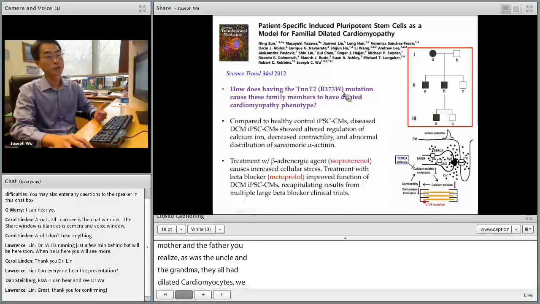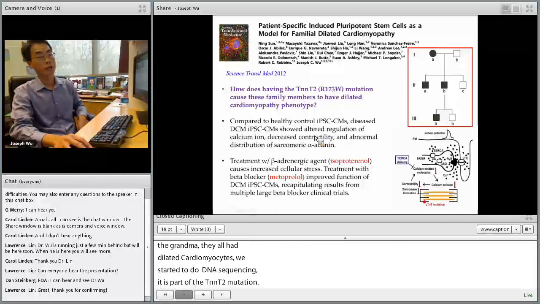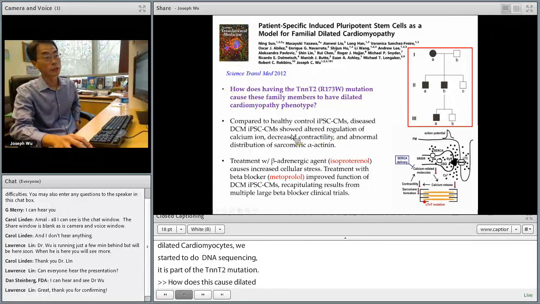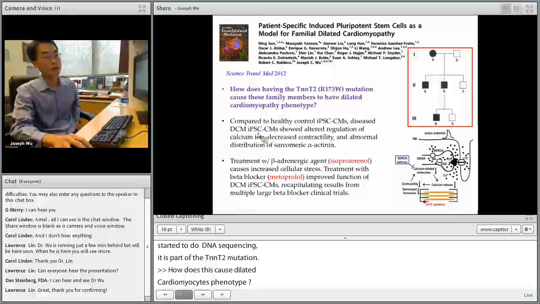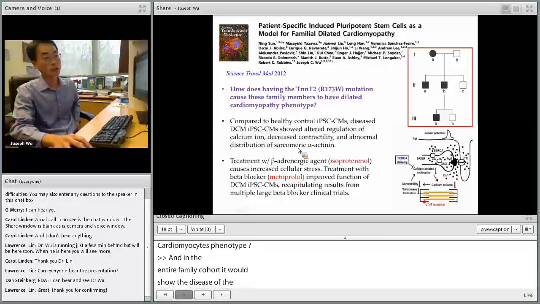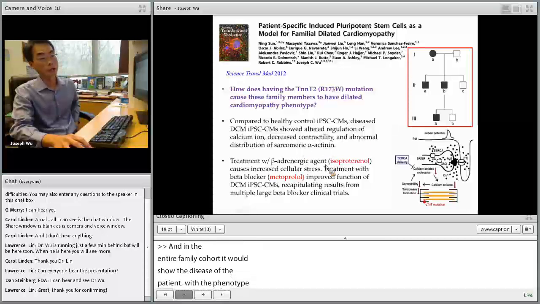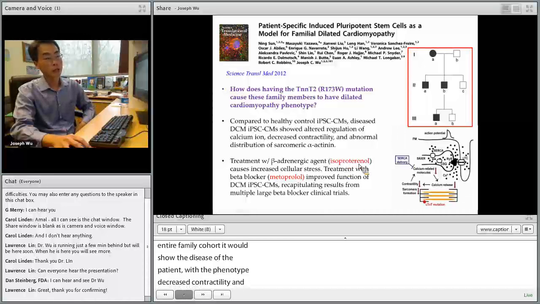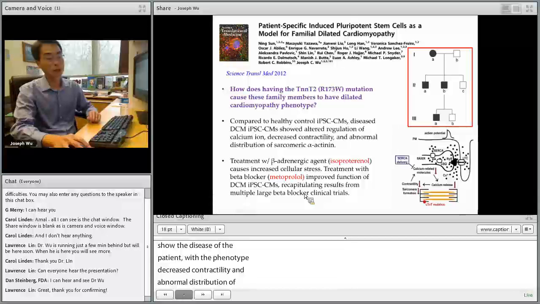And again, just like the previous family, we're trying to figure out how this particular troponin T mutation causes a dilated cardiomyopathy phenotype. We were able to generate iPSC cardiomyocytes from an entire family cohort, and able to show that the diseased patients with the DCM phenotype had altered regulation of calcium, decreased contractility, and abnormal distribution of the sarcomere alpha-actinin. You can then treat with the beta adrenergic agonist, isoproterenol, to worsen the phenotype, and you can treat with the beta blocker, metoprolol, to improve the phenotype. Recapitulating results from multiple large beta blocker clinical trials.